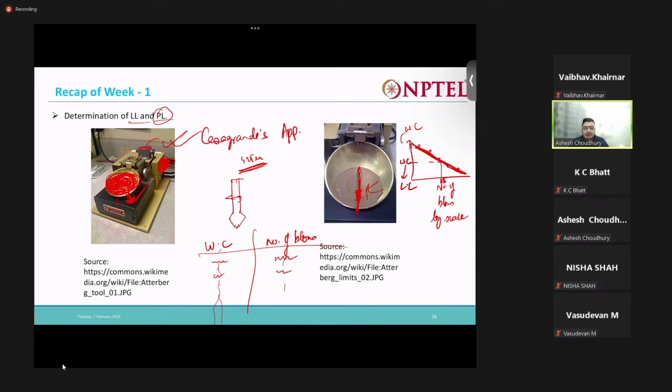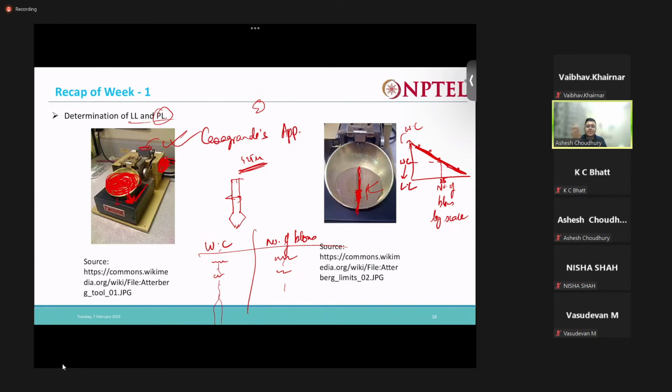And one more thing is the plastic limit. So how do we determine the plastic limit? For the plastic limit, we take a certain amount of soil and roll it. We keep it on a glass plate and keep rolling it so that its diameter is about 3 mm. After reaching 3 mm, if it starts to crumble, meaning the soil thread starts to break, then the water content at that point is your plastic limit.